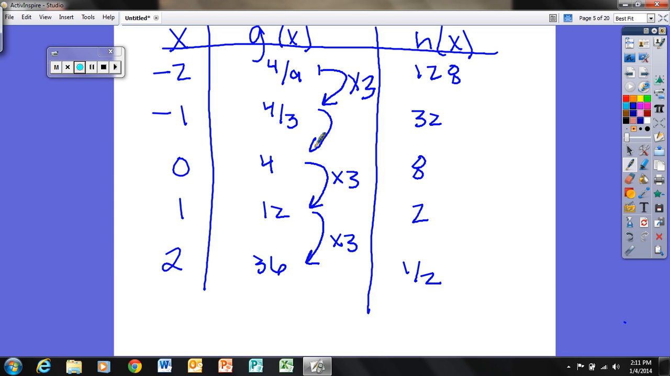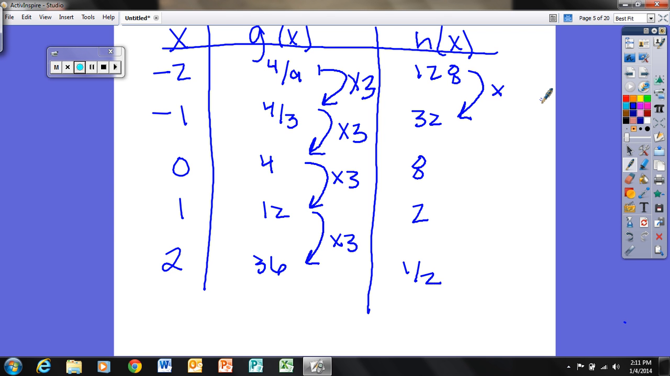And then from here to here, they multiplied by 3. So I'm going to leave that example alone. I'm going to go to the second example now. Now let's figure out what they did to get from 128 down to 32. So we still are multiplying, but we're not going to be multiplying by a whole number. We're going to be multiplying by a fraction.